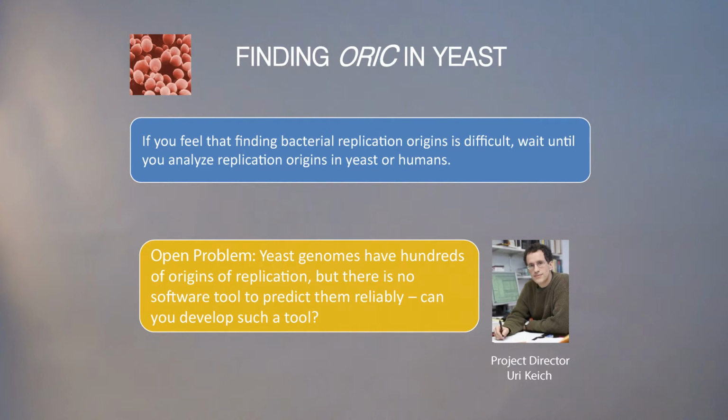Our third research project will be directed by a leading expert on origin of replication at the University of Sydney. If you feel that bacterial replication is complex, wait until you hear about replication in yeast, let alone human. Yeast have hundreds of origins of replication. They have to work somehow coordinated with each other to avoid disasters during replication. However, there is still no algorithm or software tool for predicting origins of replication in yeast, and he will direct the research projects aimed at solving this problem.